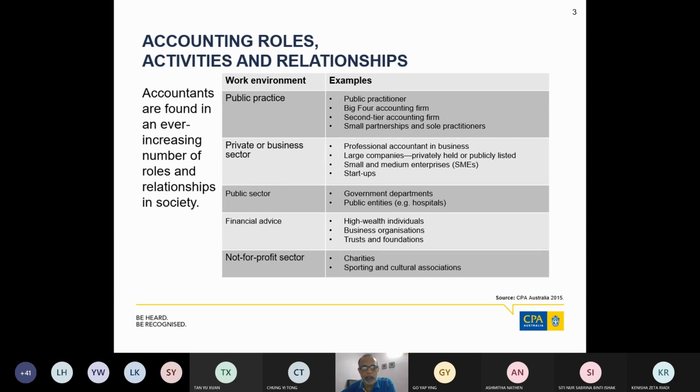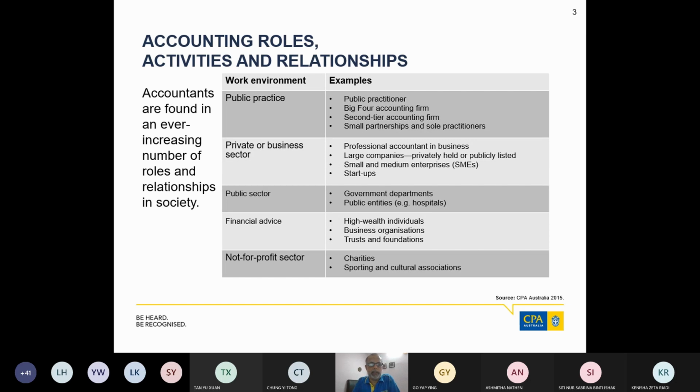Then you can work as a financial advisor for high wealth individuals, giving them advice on where to park their money and what to do with their funds, or for business organizations, trusts and foundations. Or if you are not so interested in the money aspect, you can work for an NGO in the non-profit sector. They could be charities, sporting clubs, cultural organizations or whatever.